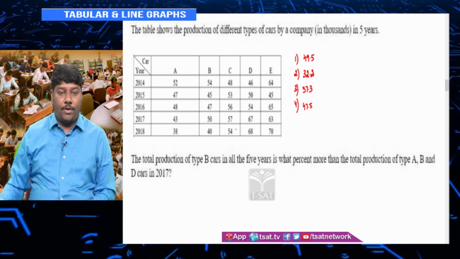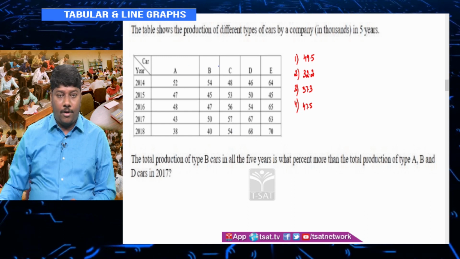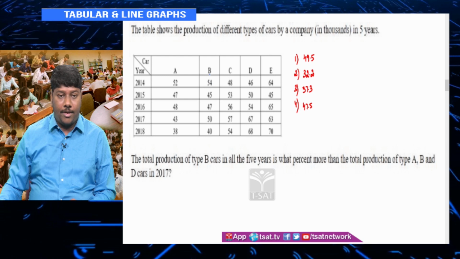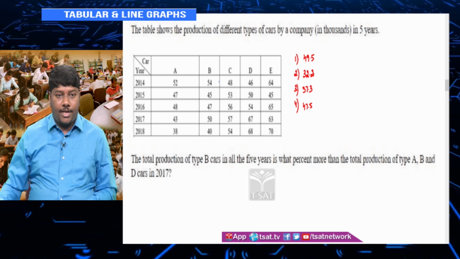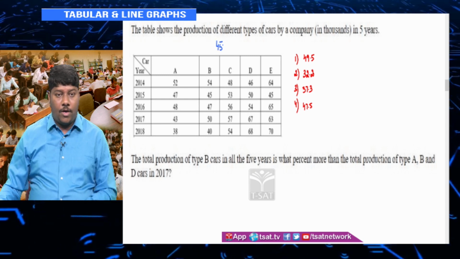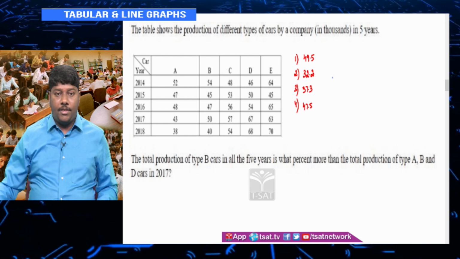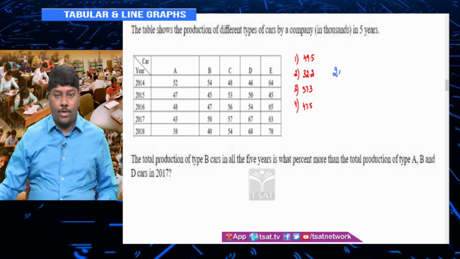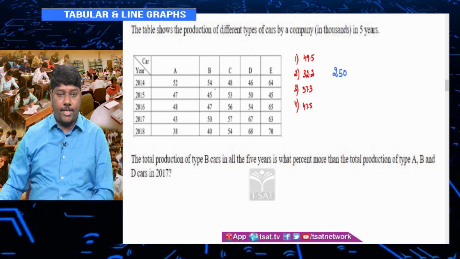What percent more? First of all, total production of type B in all 5 years. Type B in all 5 years, you just need to do the sum here. Every data is very close to 45. So if I assume that it is 45, or else if you want to take a round figure, you can take 50 also. 50 means I am taking 5 50s, which is 250. Now look at the sum of deviations. I already mentioned the deviations there.